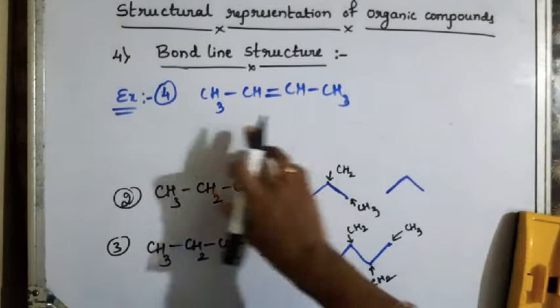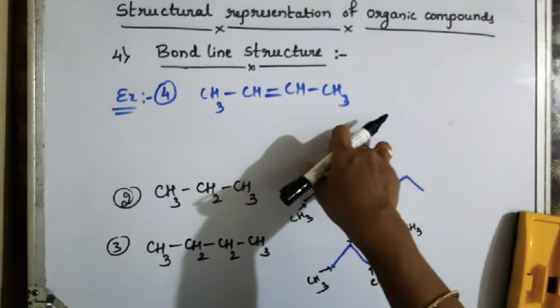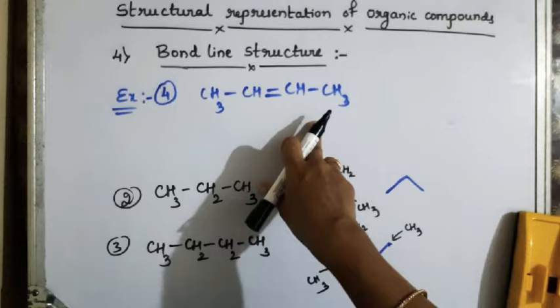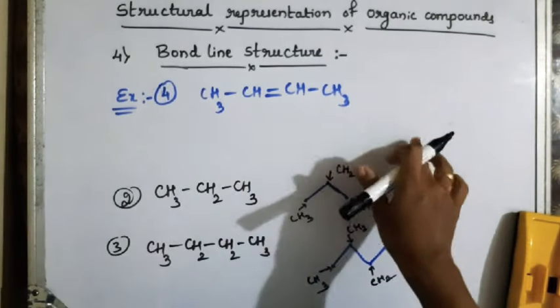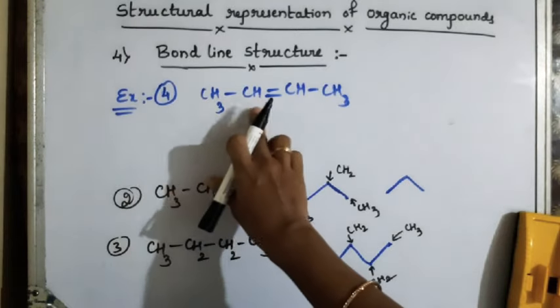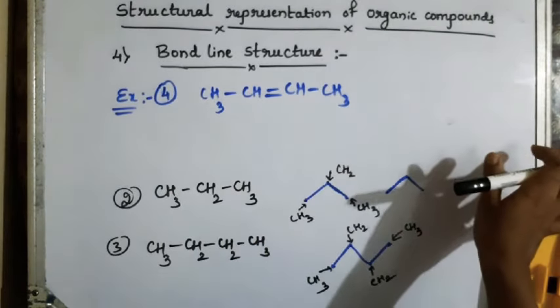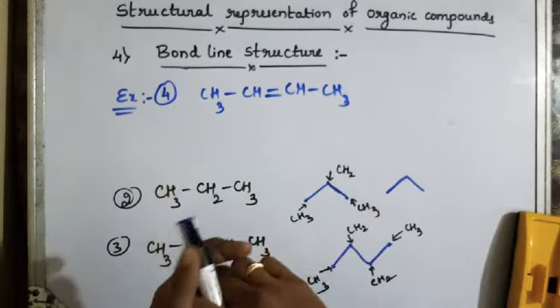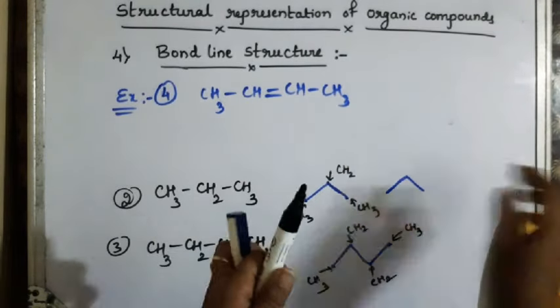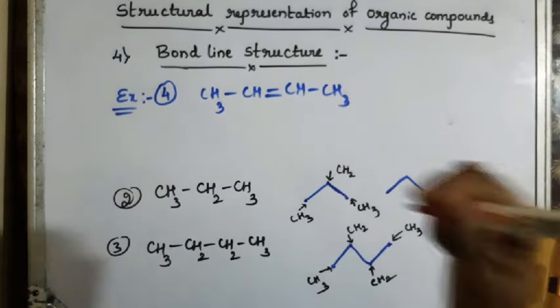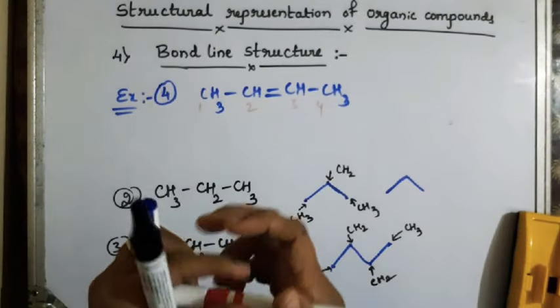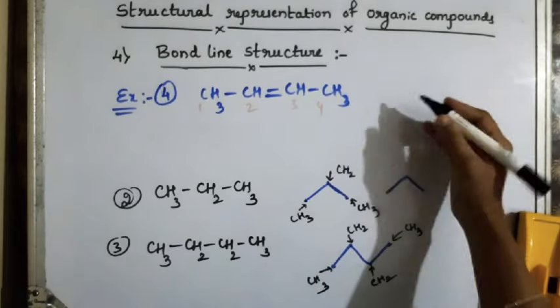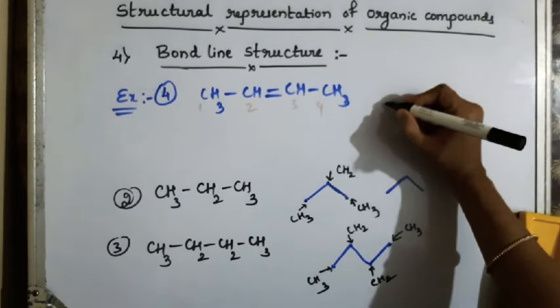You'll study that later. Right now, I'll give the structure, the complete condensed structure. Okay, so this is the given structure. How to write bond line for this? First you have to look at how many carbons are there. Totally 4 carbons are there. So, what do we have to do with those 4 carbons? 1, 2, 3 and 4 carbons are there. We have to write those 4 carbons in an alternate, zigzag manner.